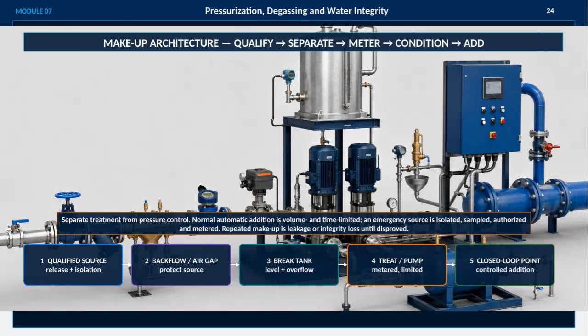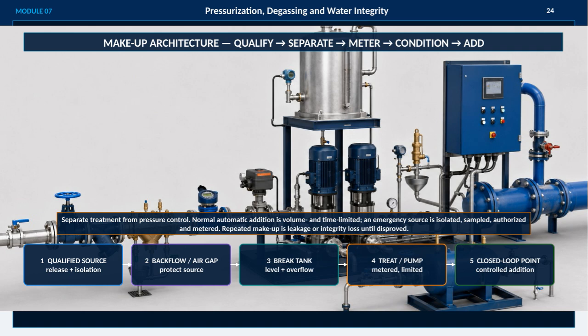On this slide, we're focusing on the makeup architecture for the MVAC system, which follows a clear sequence of steps: qualify, separate, meter, condition, and add. The first step is to identify a qualified source, ensuring it can be safely used with proper release and isolation measures. Next, we protect that source from contamination by using backflow prevention or an air gap.